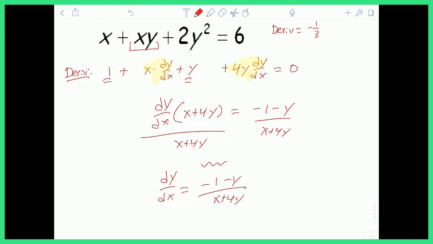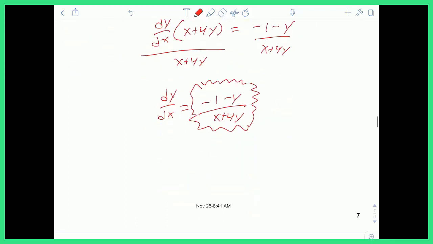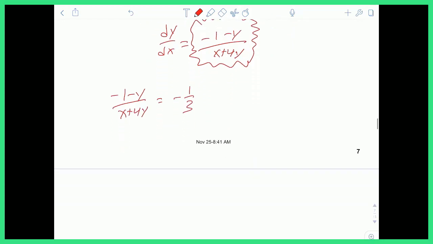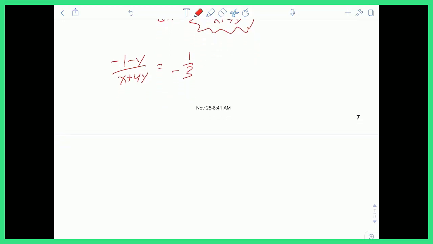And the goal now is to just basically set this equal to negative 1/3 and solve. So I get negative 1 minus y over x plus 4y is equal to negative 1/3. And if I want to cross multiply and solve, I just need the negative to belong to one part, so I'll just put the negative on the bottom. I noticed that the top left piece has some negatives in it already, so if I multiply by a negative, I think it's going to actually work in our favor and all turn positive.